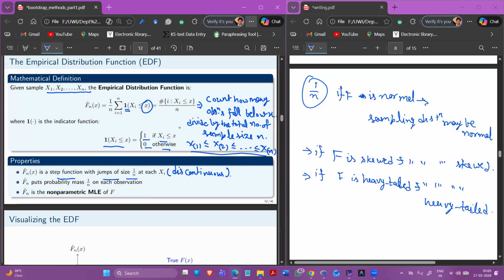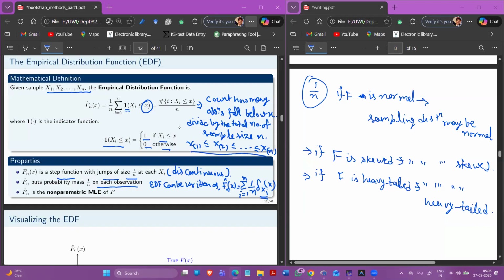Fn(x) puts the probability mass function of 1 upon n on each observation. It means the empirical CDF can be written as Fn cap x equals the summation over i going from 1 to n of 1 upon n delta xi of x, where this delta is the point mass at xi.